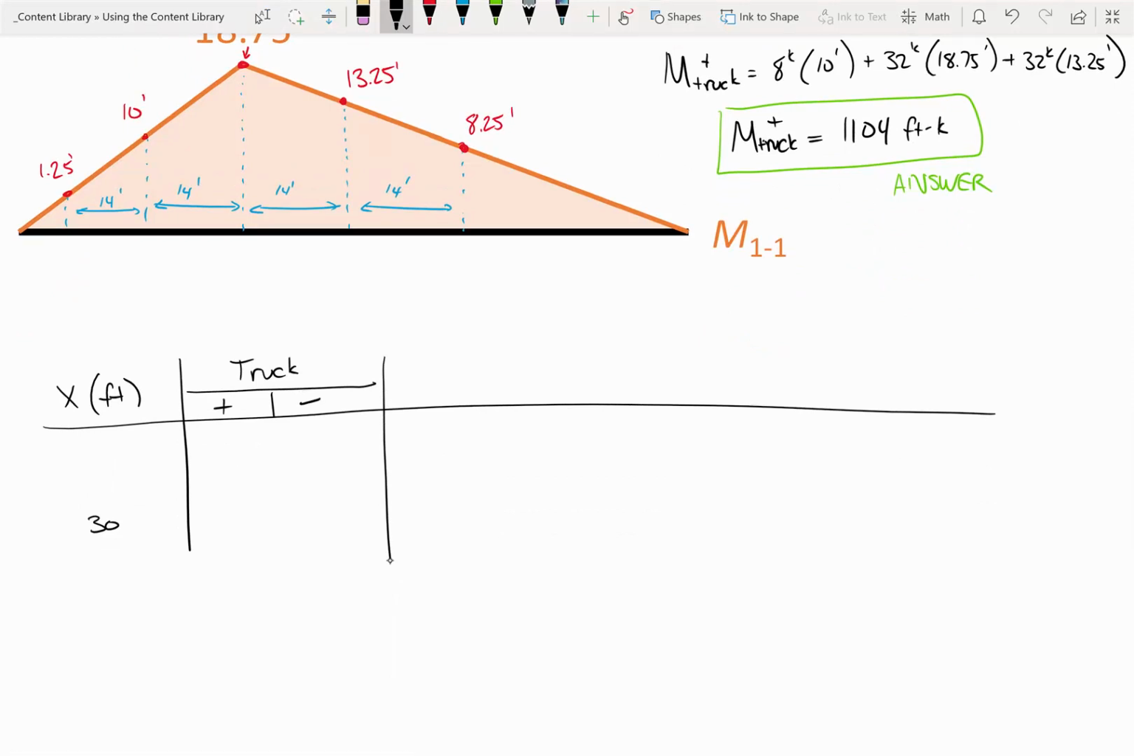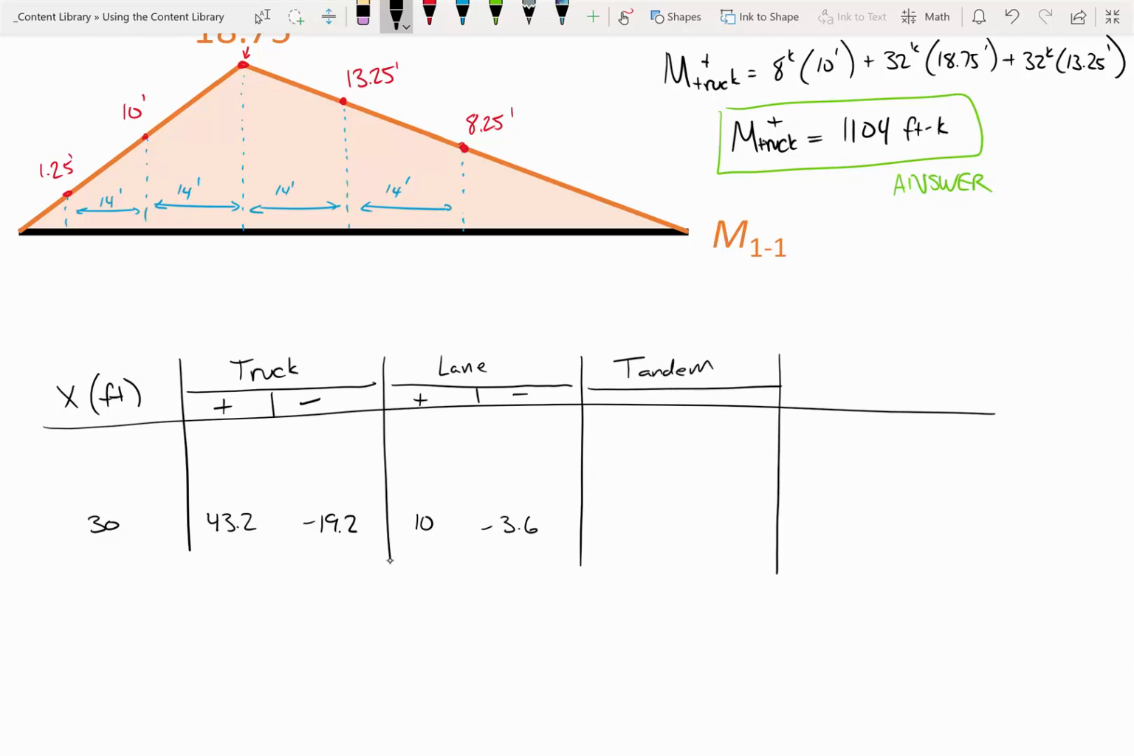Okay, so let's list my truck shears, and so I'm going to have a positive value and a negative value, and so we got like 43.2, and we got negative 19.2, right? And then maybe what we'll do is we'll list our lane shears, and you can list this in whatever order you want. And so we have a positive and a negative, and so this might be 10 and negative 3.6. And then we have our tandem, right? And then we'll have a positive and negative, and so our tandem we ended up getting like 30 and minus 17.5. And so this might be how I would list these values if I was doing this as a table.